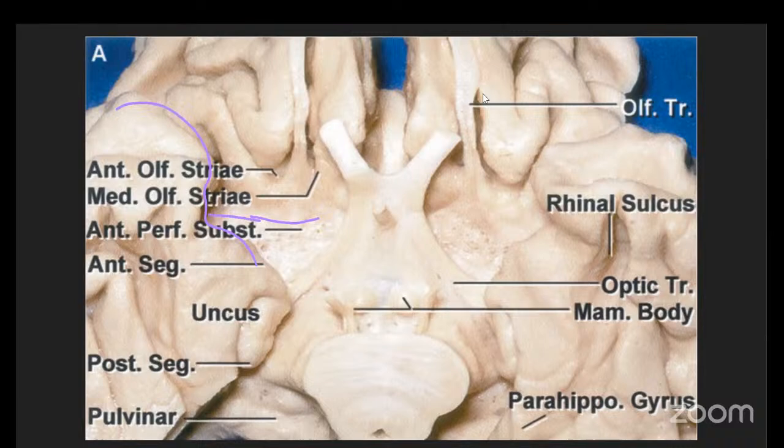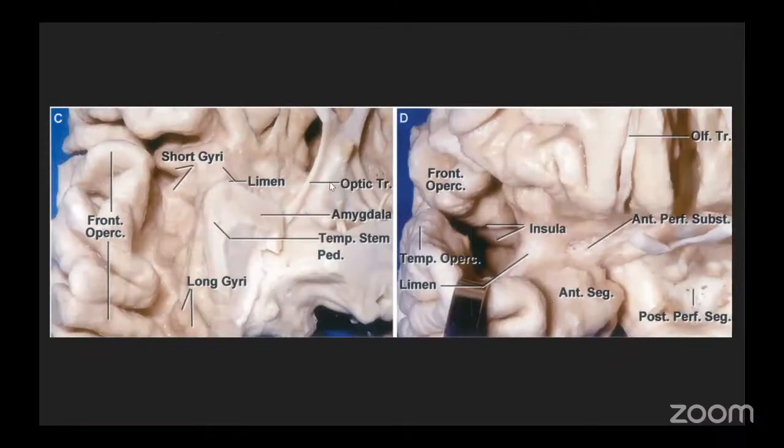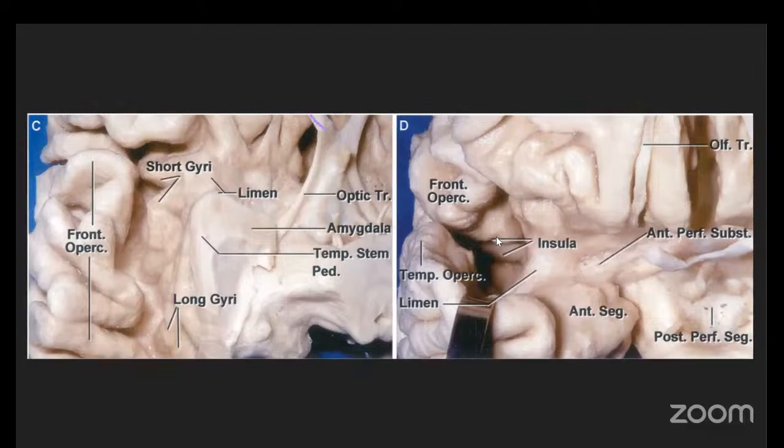Let's move on to the next image. Now you can see it's a slightly different view, but it's the same region. This is the optic nerve. This is the optic chiasm. Posteriorly, we have the optic tract. Here we have the olfactory bulb and the orbital gyri. This is the anterior perforating substance.